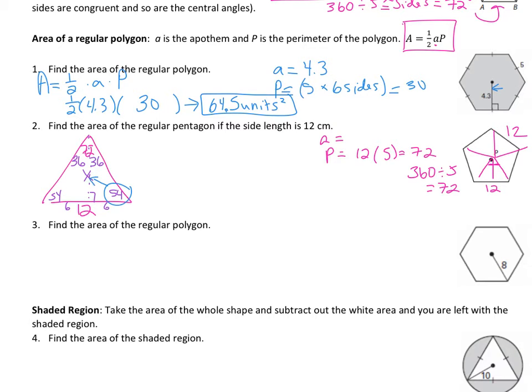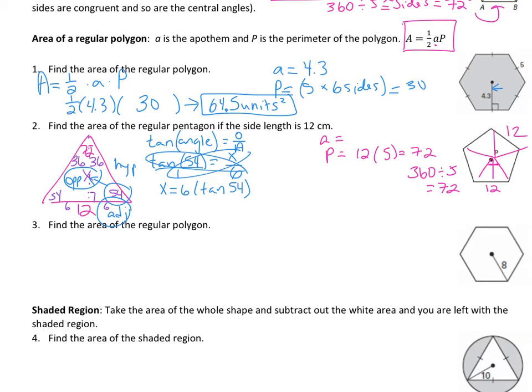So this side would be opposite. We have adjacent, and we have our hypotenuse. But notice we've got our adjacent because we have the 6, and we need to find the opposite. So we would use tangent of our angle, which, remember, is opposite over adjacent. The angle that we are using is the 54. The opposite we labeled as x. The adjacent was 6. Now remember, when we solve this, we cross multiply, which gives us x equals 6 times the tangent of 54, and now we can type this in the calculator.